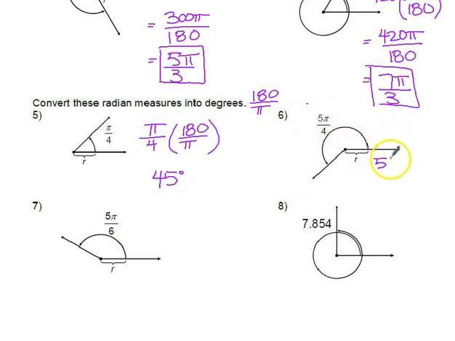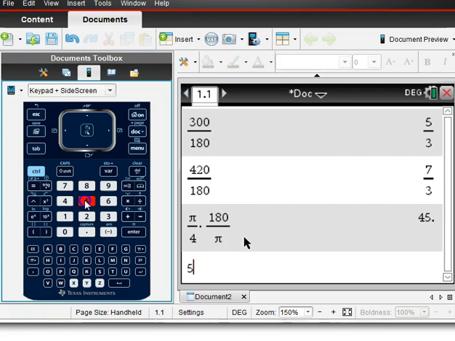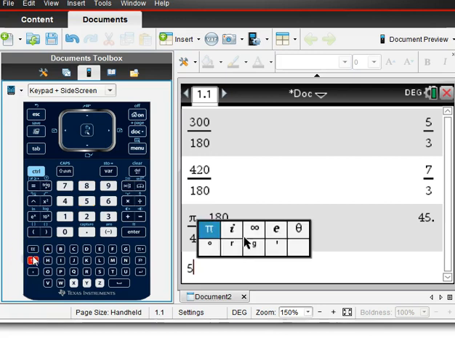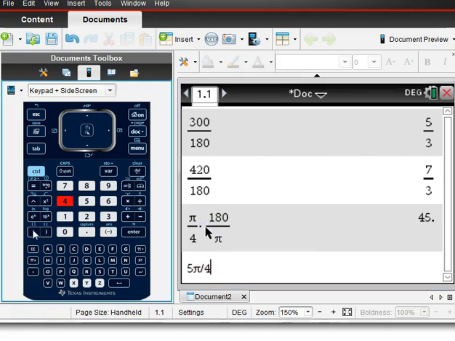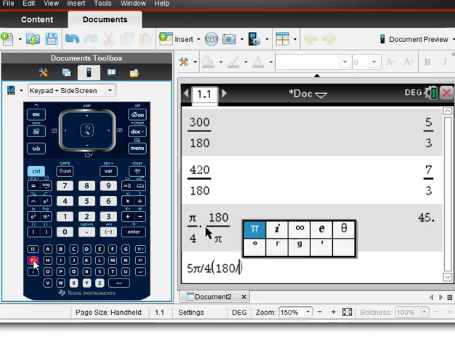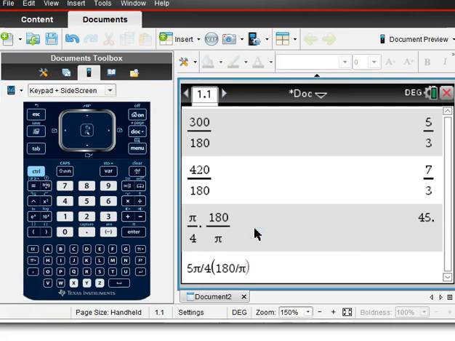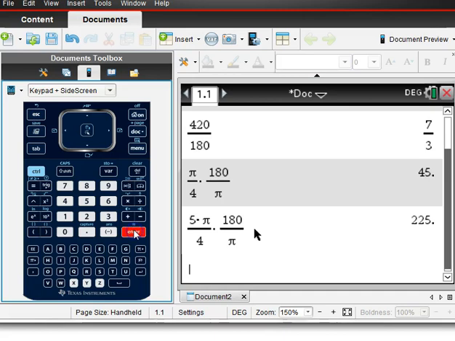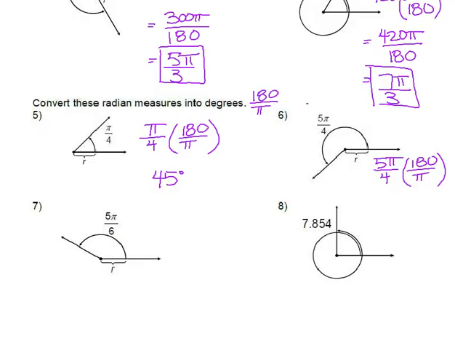This one's 5 pi over 4, so I have 5 pi over 4. I'm going to multiply it by my conversion, 180 over pi. I'm going to type it in my calculator. And hit enter, and we get 225. So this one is 225 degrees.